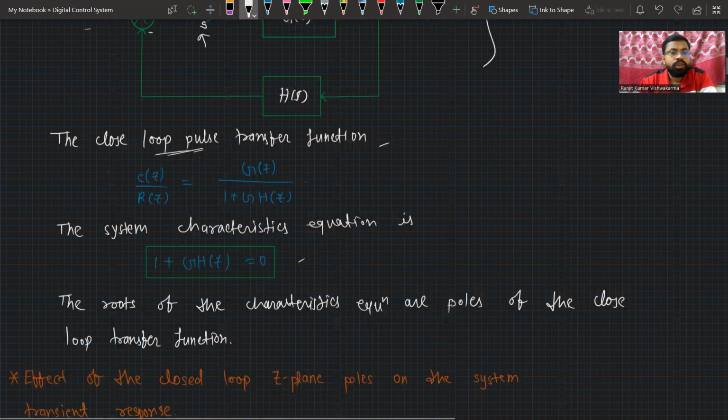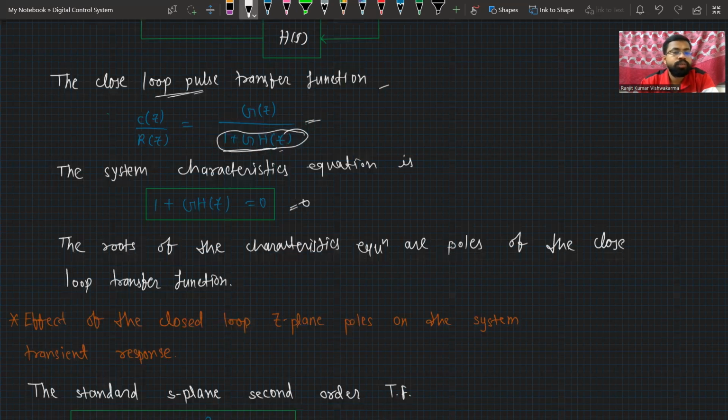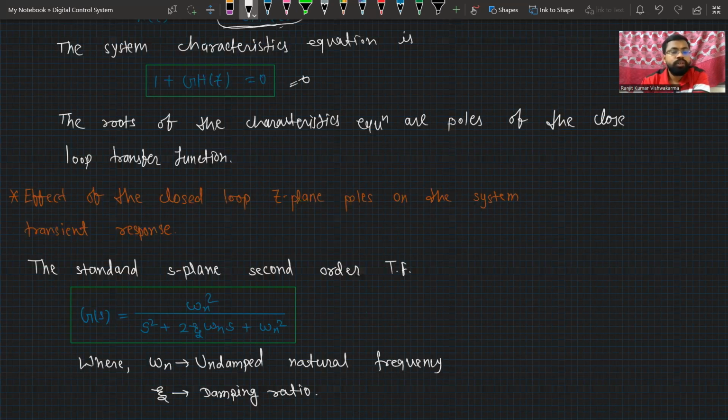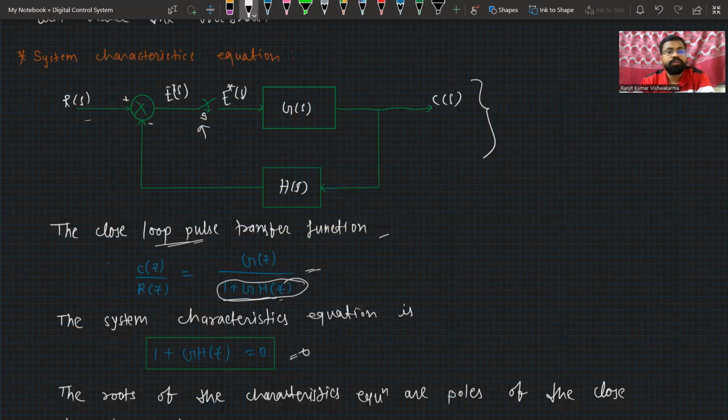From this equation, we can say the system characteristic equation will be 1 plus GH of z, put equal to 0. This is our system characteristic equation. Now the roots of this equation give the roots of the characteristic equation, which are nothing but the poles of the closed loop transfer function. Why closed loop transfer function? Because this is the transfer function of this whole closed loop control system.